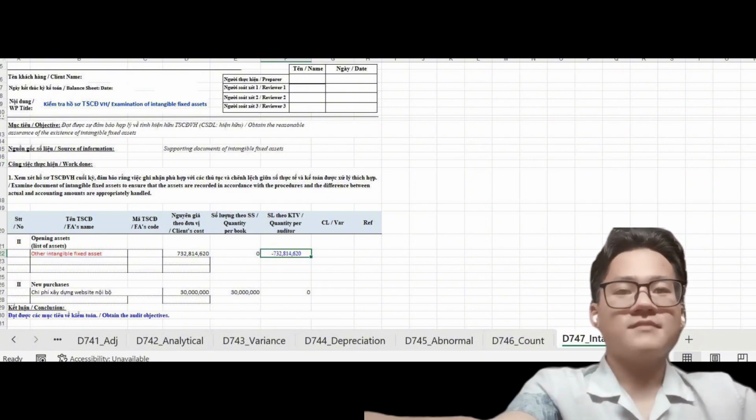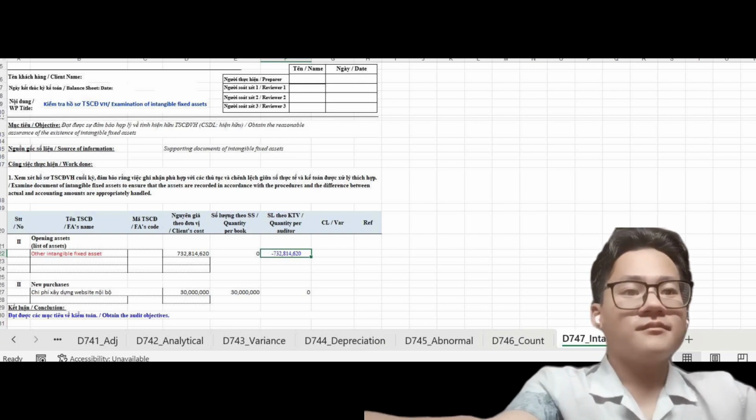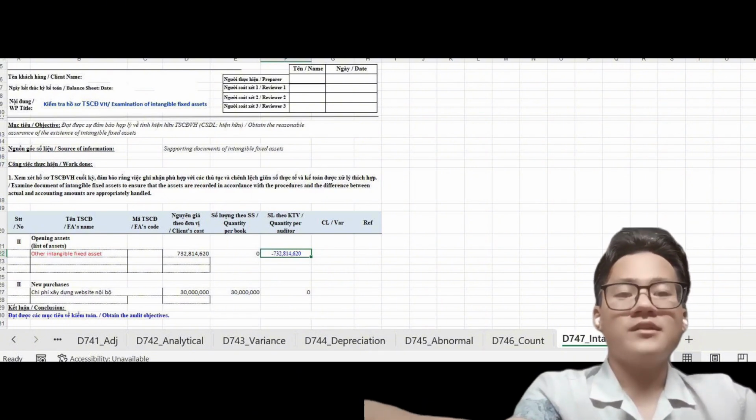Why does it matter? It shows that records can have errors. Intangible assets are tricky, and a mistake here could confuse shareholders. What do you think the company should do about this difference?